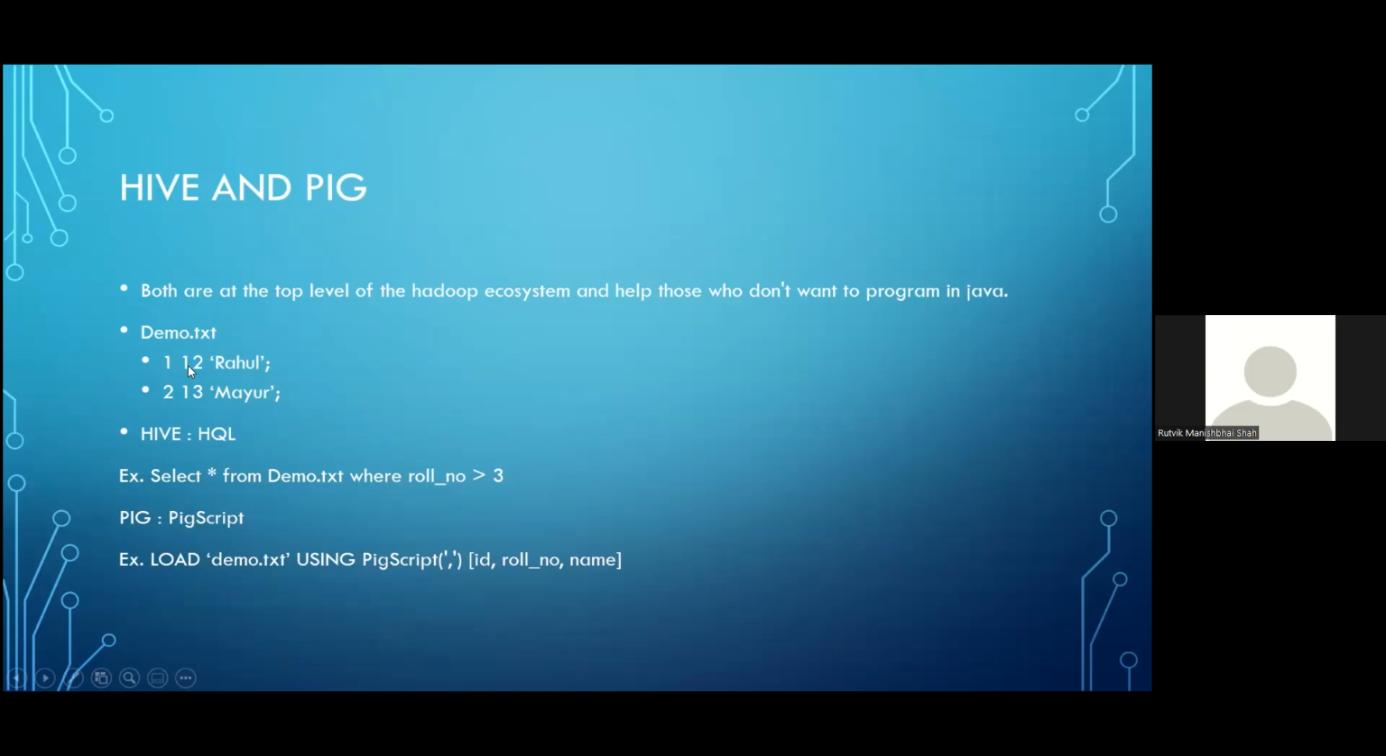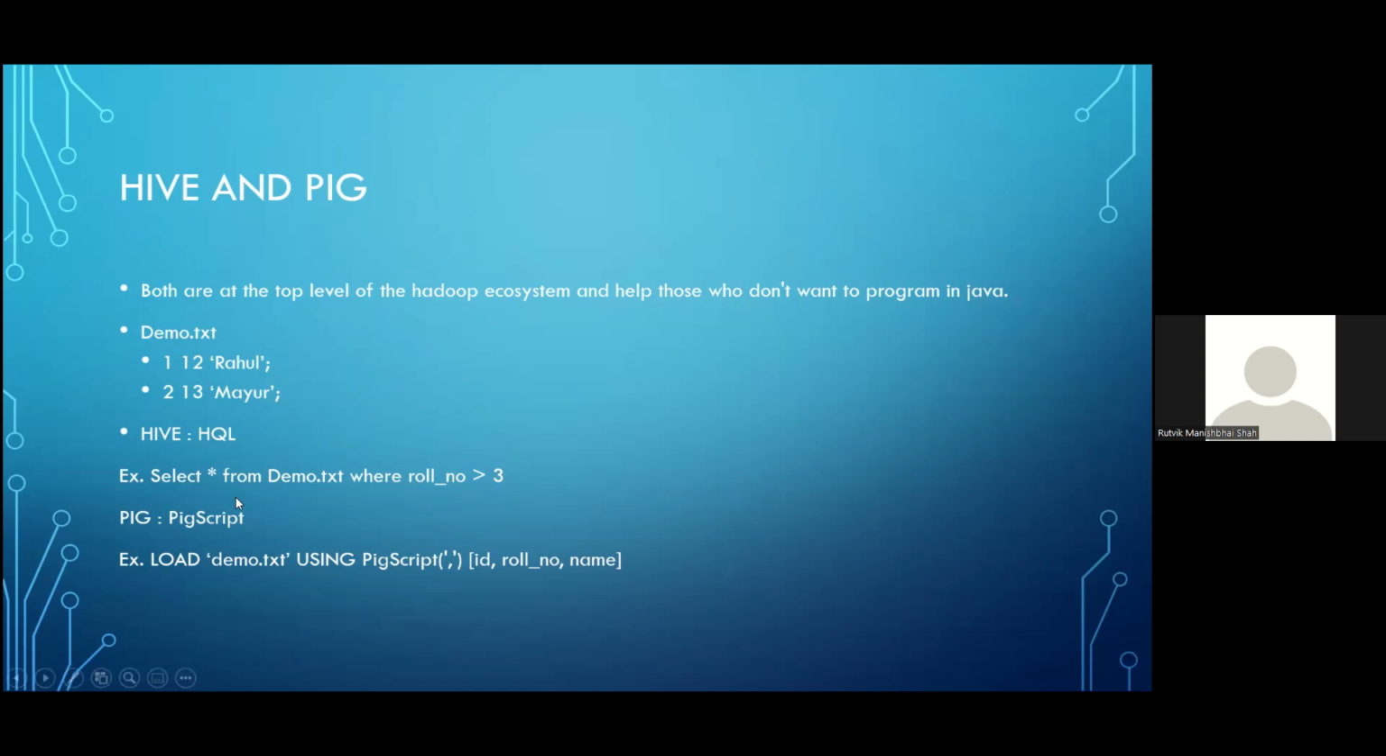ID, roll number, and then name. Hive has HQL, which is almost similar to SQL. If we want to retrieve the data based upon any condition, we just provide it, and it's almost similar to SQL. We just have to write select from demo.txt, which is just a file name, and then the condition based upon which we have to retrieve the data.